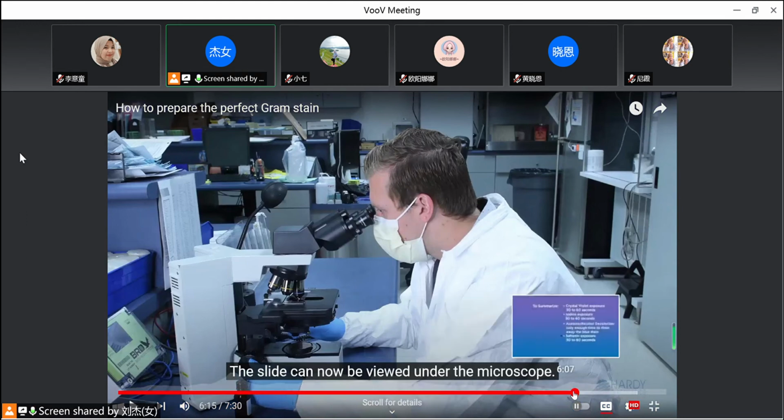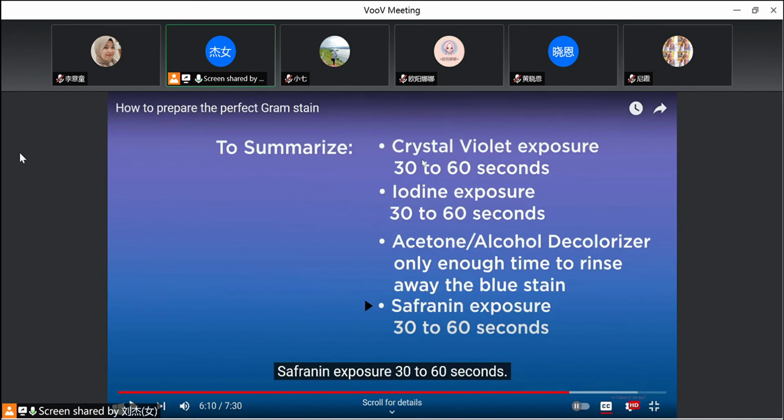So yeah, in the summary, now you can understand the first reagent, the crystal violet. This reagent stains the cell wall of the gram-positive bacteria. This is the most important reagent to make the gram-positive bacteria the color of blue or purple. And the last one gives the gram-negative bacteria the color of pink or red.